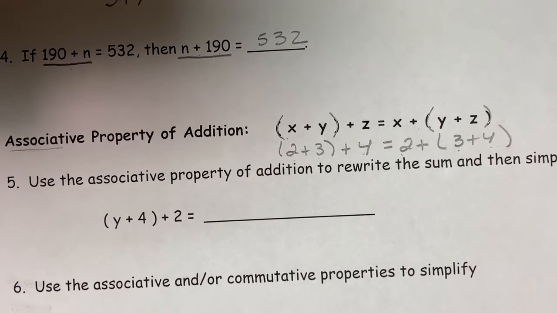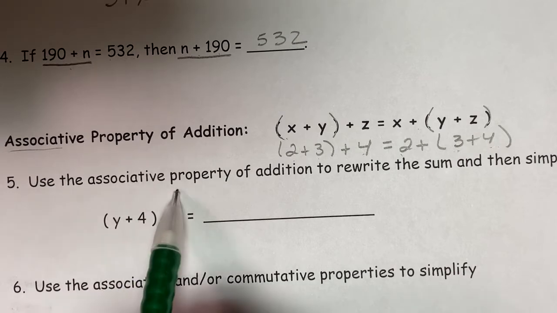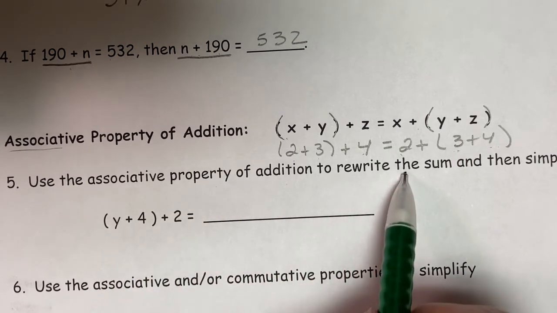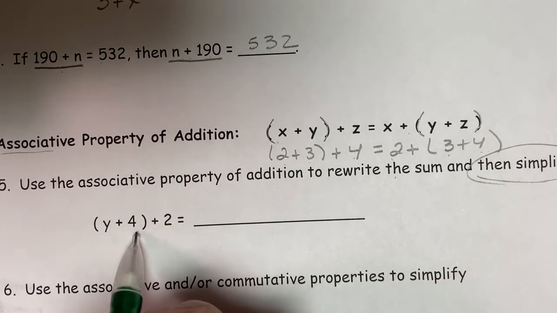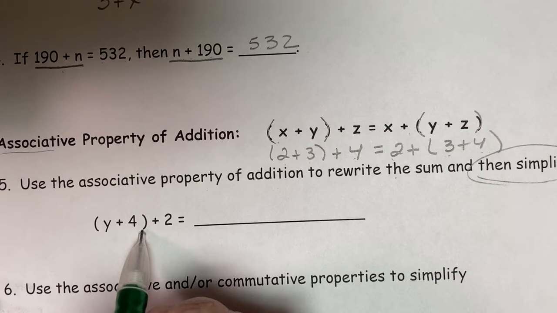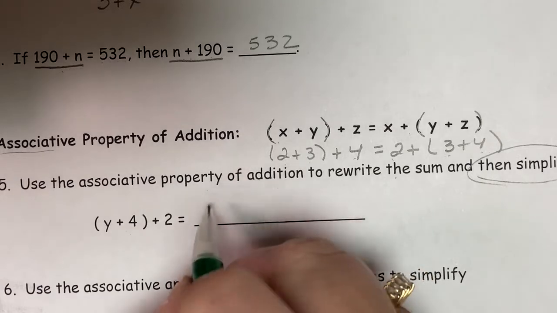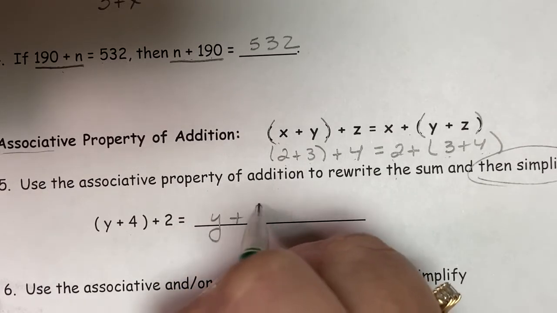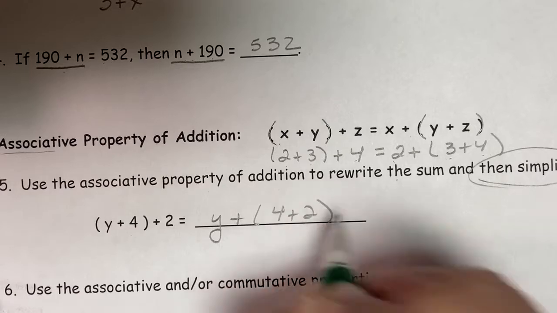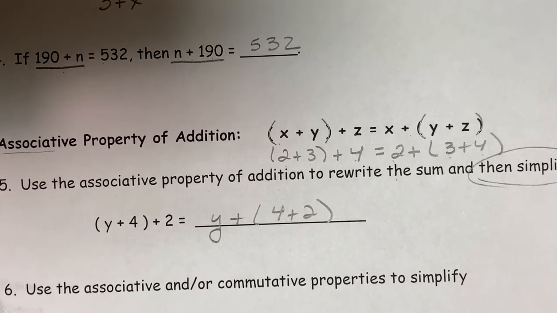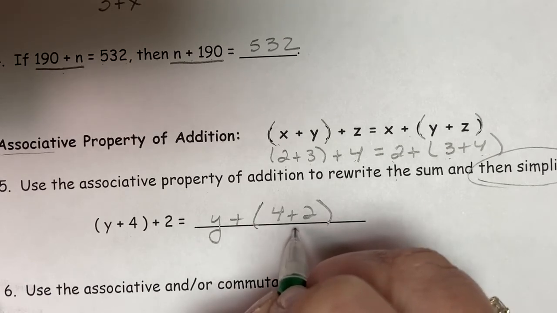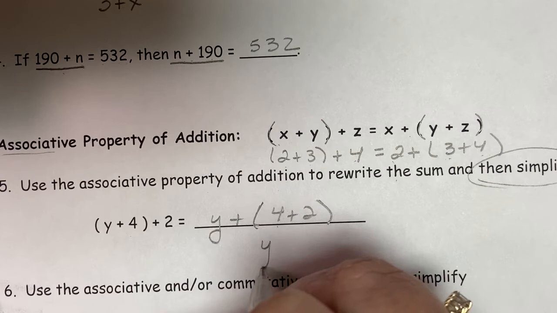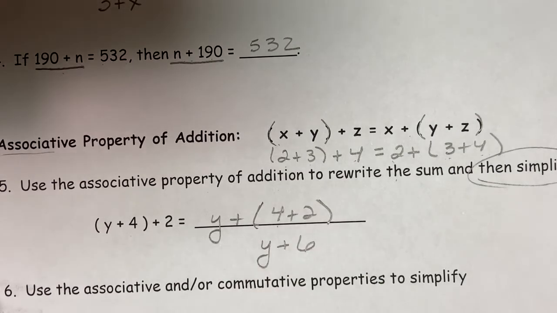So let's use that for number 5. Use the associative property of addition to rewrite the sum and then simplify. So if I want to do some regrouping here, I'm going to group not the y and the 4 together, I'm going to group the 4 and the 2. So if I'm just going to use my property, I'm going to regroup them, which means I'm going to group the 4 and the 2 together. Now that the 4 and 2 are grouped together, I can simplify the set of parentheses because I know 4 plus 2 is equal to 6.